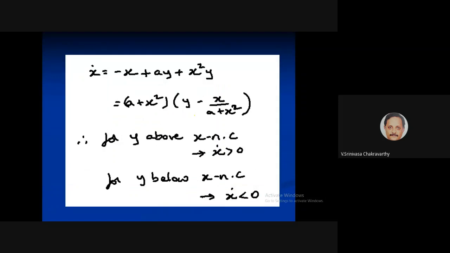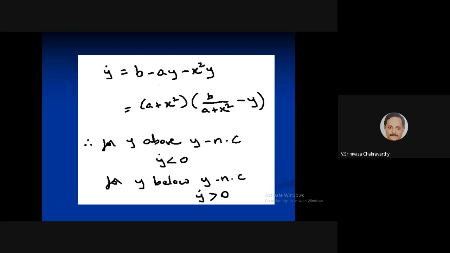So the null line is given by y minus x by a plus x squared, right? So this is equal to 0. If y is above this null line, that means y is increased further, then you can see that x dot becomes positive. Similarly, if y is below this null line, you can see that x dot becomes negative.